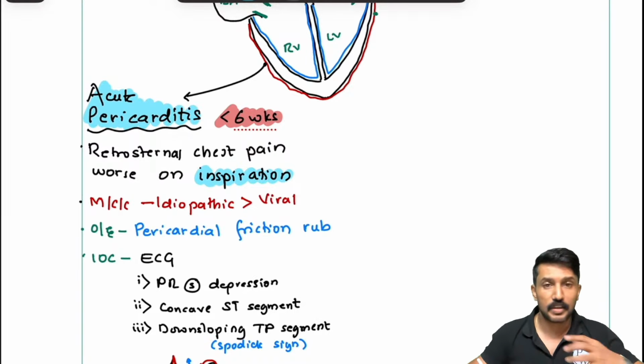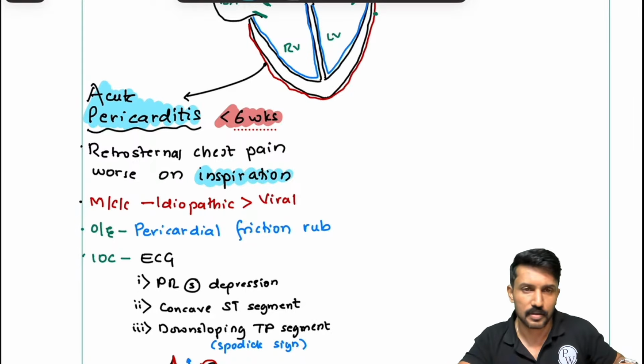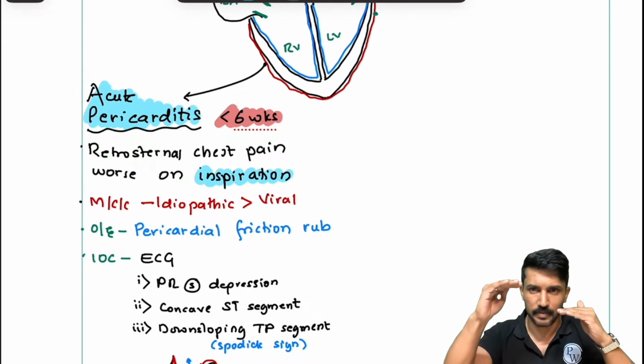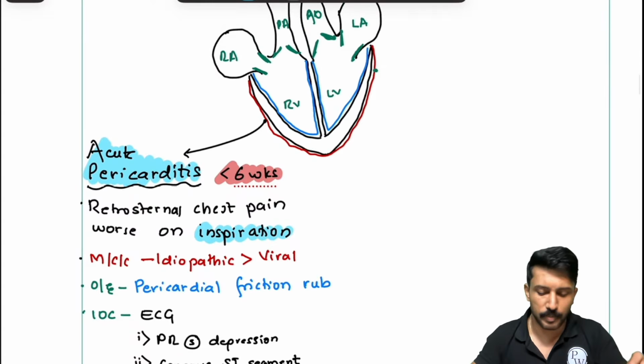And these patients present with retrosternal chest pain, sharp on inspiration. Examination gives pericardial friction rub. ECG shows all the 3 segments altered. PR is depressed, ST is elevated, TP is downsloping, called the Spodek sign. Once you diagnose with ECG, you treat with NSAIDs and colchicine. So that is our first pericardial disease.